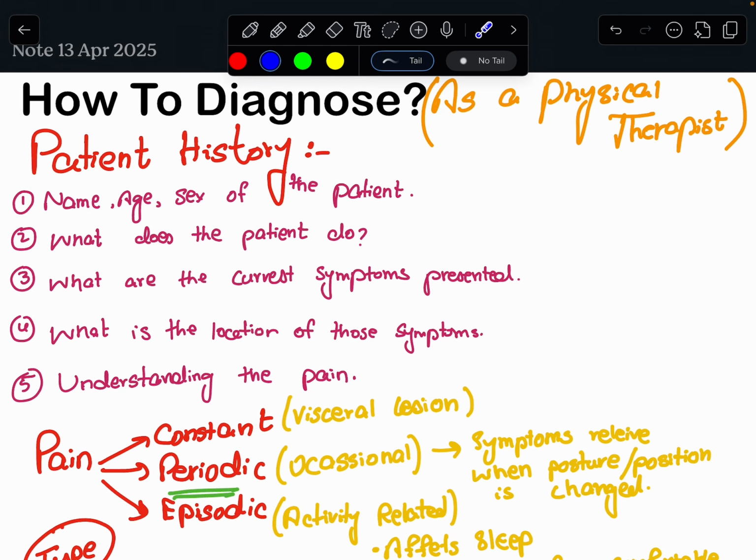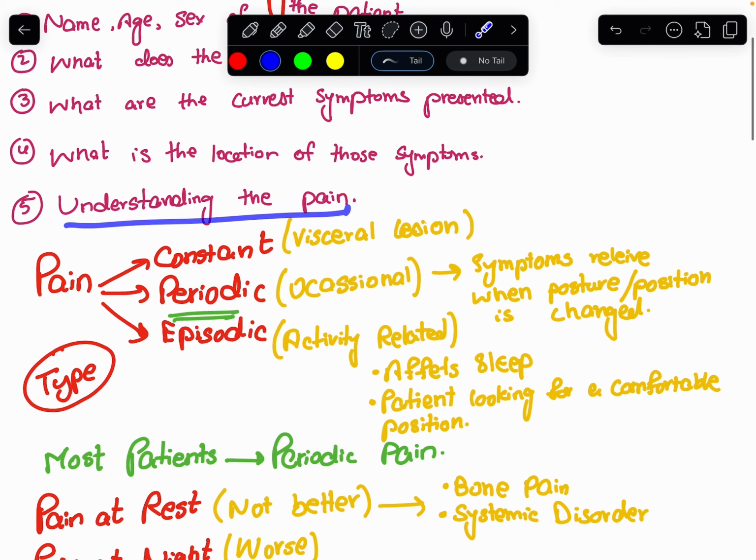Okay, so let's understand the pain. How do you correlate it with the symptoms, and how can you perform a diagnosis based on that information? So this video is all going to be about understanding the pain of the patient. Okay, let's start with pain. From pain, we are going to talk about the types of pain.